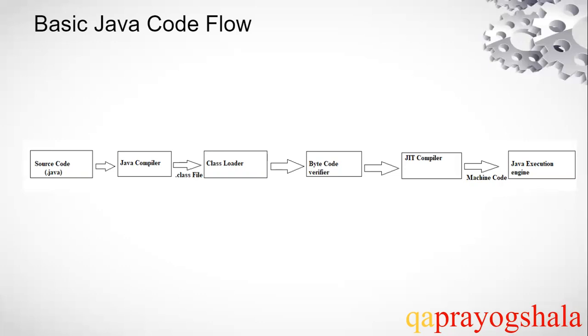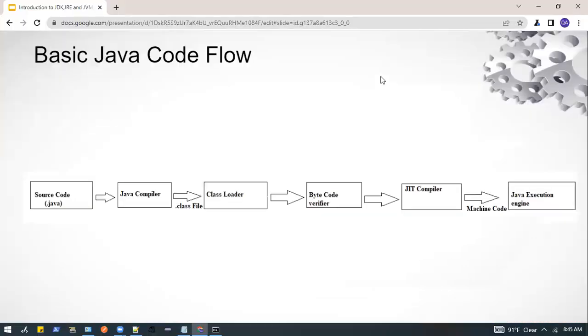Finally, this machine code will be executed by the Java execution engine. That is the purpose of the Java execution engine, to execute this machine code. So these are the basic components of a JDK. These are the components that we need in order to develop and run a Java program, and together they are known as the JDK.